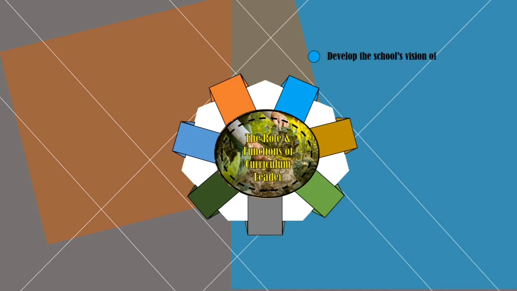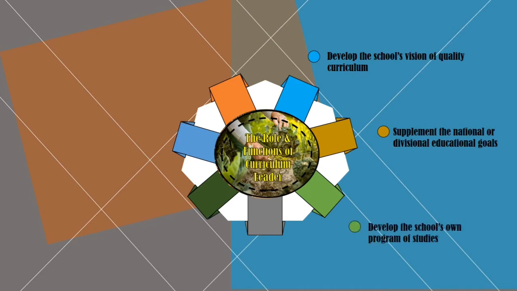One is to develop the school's vision of quality curriculum. When I say quality curriculum, this is one that is built on high expectations and are aligned with the standards. Second is for the leader to make sure that school goals supplement the national or divisional educational goals. And third is to develop the school's own program of activities and develop also some learning-centered schedule.